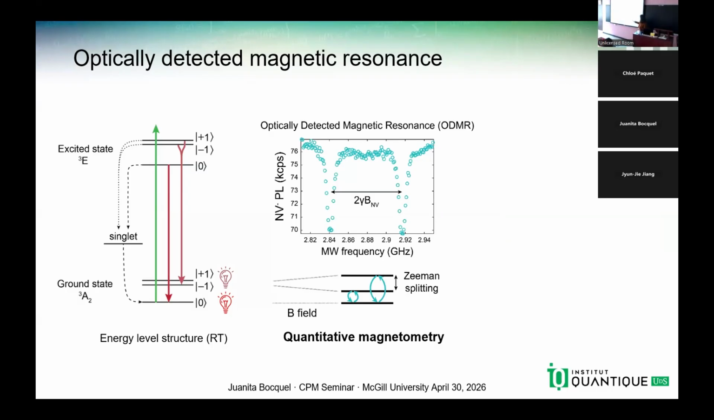What is particularly interesting is that the energy difference between those transitions is a direct measure of the external magnetic field projected on the NV axis. And this makes NV an excellent magnetometer in particular. It's a magnetometry that is also quantitative.